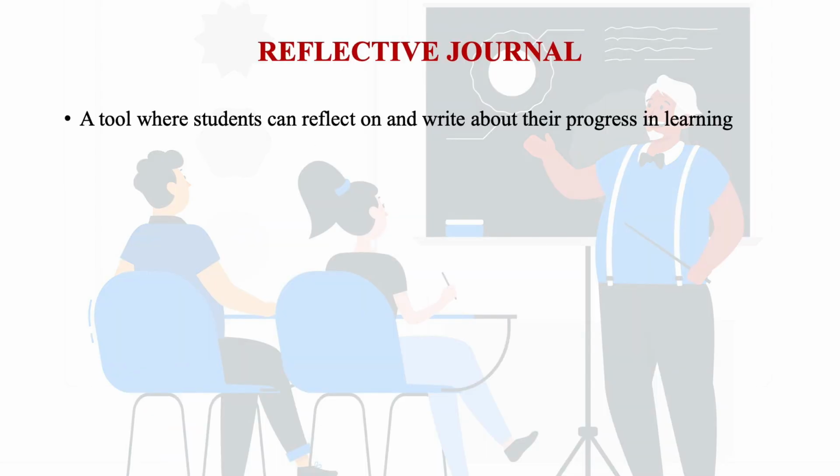Then comes the reflective journal. In the case of these self-report techniques, you can see the parts are questionnaire, reflective journal, focus group discussion. All this comes under the category of self-report techniques. When we think of the reflective journal, we can say that it is a tool where students can reflect on and write about their progress in learning.